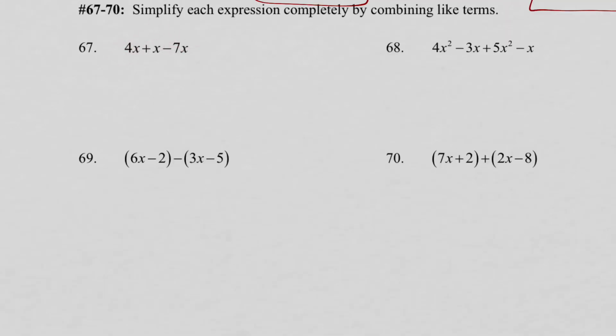Here I'm going to combine like terms. 4 plus 1 is 5. 5 minus 7 is negative 2. So we have negative 2x. Here I'm going to combine this and this because they're like terms. 4 plus 5 is 9. So we have 9x squared. And then I'm going to combine this and this because they're like terms. Negative 3 minus 1 is negative 4.